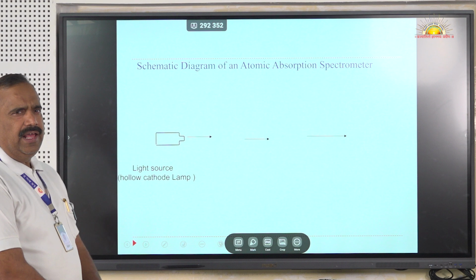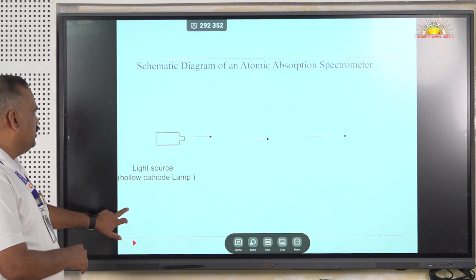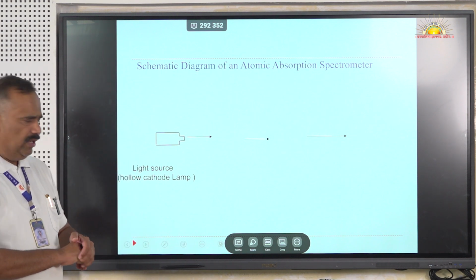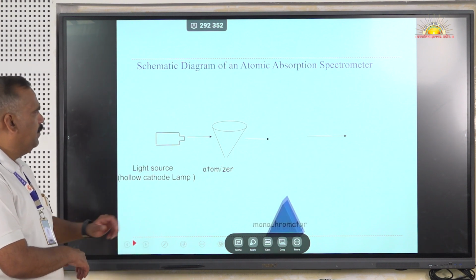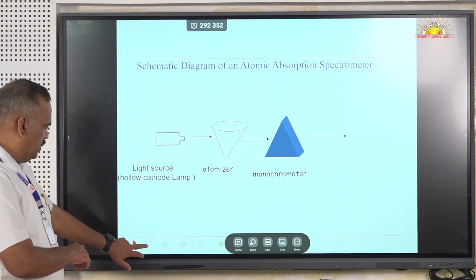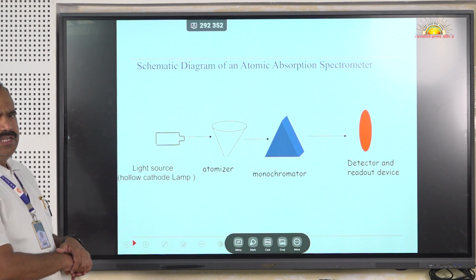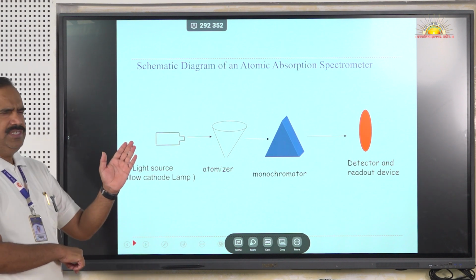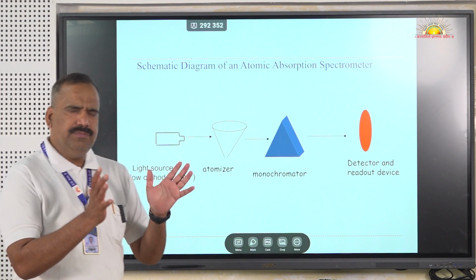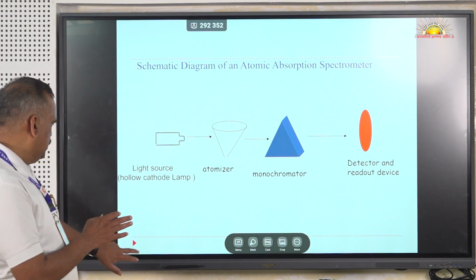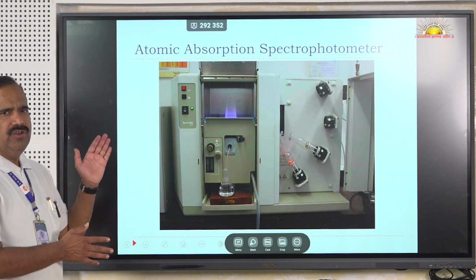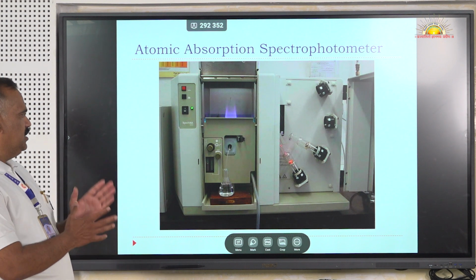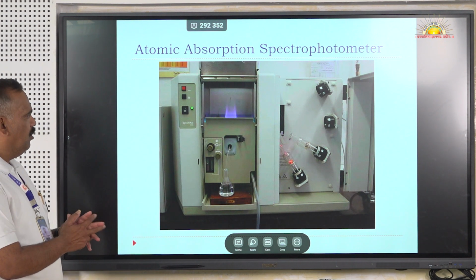This is a schematic diagram of AAS. Initially the light source, which is the hollow cathode lamp. The second one is the atomizer. The third one is the monochromator, and the fourth one is the detector and readout system. In this sequence, the arrangement of the atomic absorption spectrophotometer is carried out. Then this is the actual photograph of AAS, which is available in the laboratory.